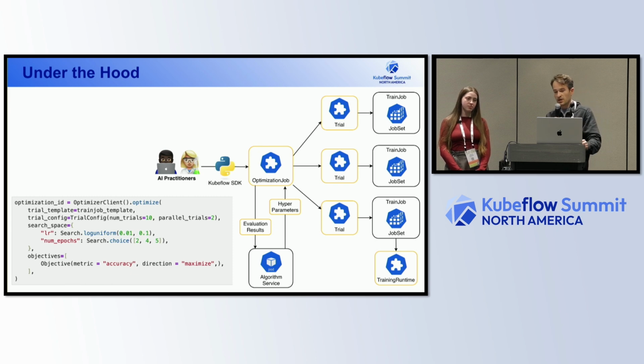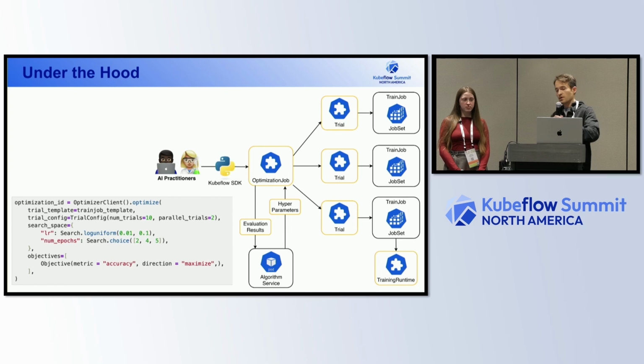So that can be HyperOpt, Optuna, and Scikit-Optimize, I think, which are supported out of the box. But it can also be bring your own HPO algorithm if you want. With that algorithm service deployed, Katib is going to request a set of suggestions for the hyperparameters, and the algorithm service is going to provide that combination of hyperparameters.